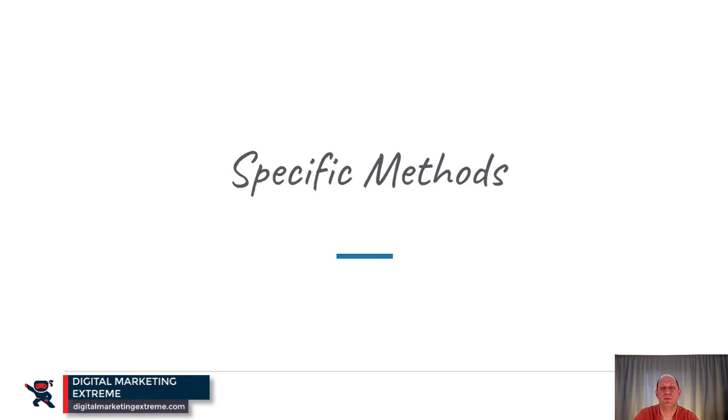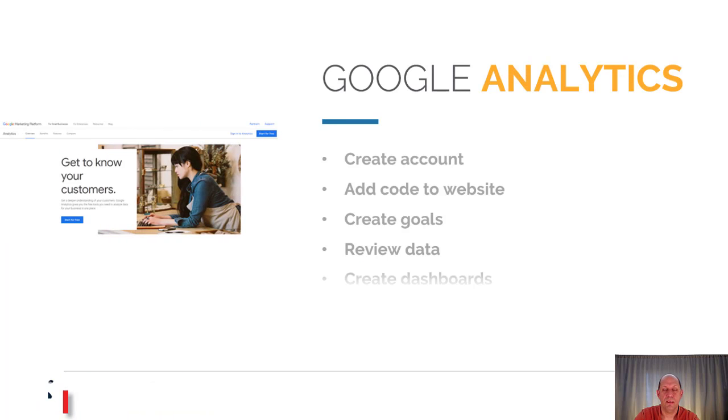So let's look at some specific methods related to analytics. If you have a website, one of the easiest ways to start generating and recording data is a product called Google Analytics. It's very straightforward. You create an account using a Google account. There's a little piece of website code that you have to add to your website. And within it, you can create different things to help you understand if you're accomplishing things.